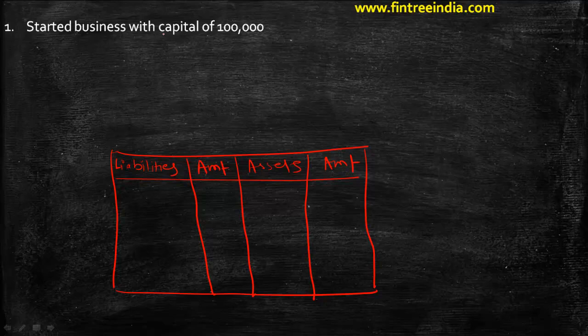Now what we've already studied is that capital was the liability of a business using a concept called business entity concept. So let me write down capital on the liability side. Capital amount is 100,000. Now there is one more concept in accounting, and that concept is called double entry system. So what does double entry system mean? It means that every transaction is going to have two effects. Every transaction is going to have two effects of equal amount.